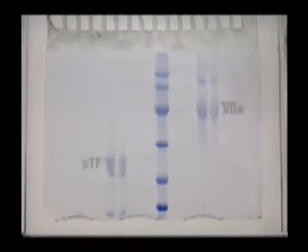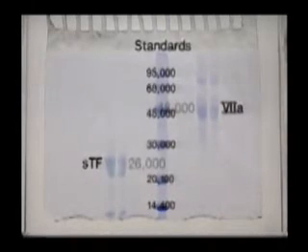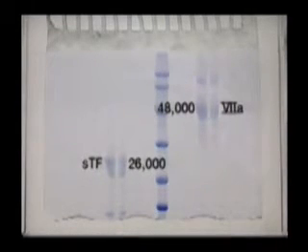Comparing the migration of STF and 7A to the bands in the protein standards lane, we estimate the molecular weights to be approximately 26,000 and 48,000, respectively. Note that these are approximations. So we've determined the individual, or monomer, molecular weights of STF and 7A. Now we need to find out the size of the complex that they form.